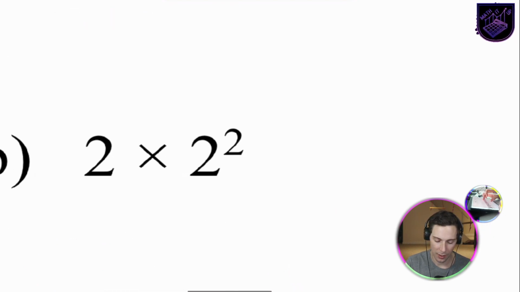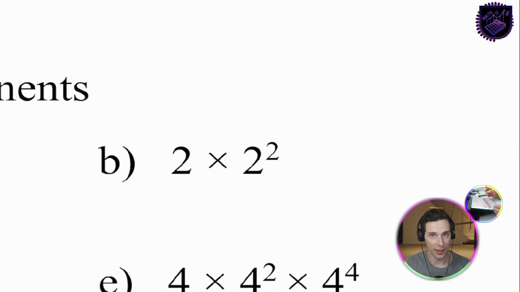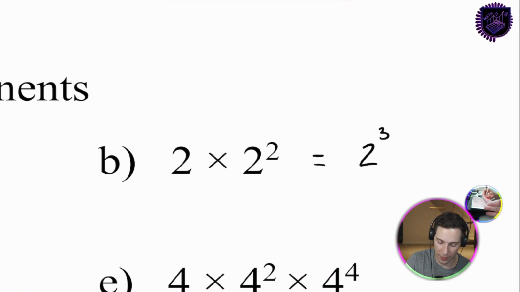1b. Once again, bases are the same. This one has an invisible exponent 1. Got to keep that in mind. So this is going to be equivalent to 2 to the power of 3. 2 plus 1. Where's that 1? There it is, right there.